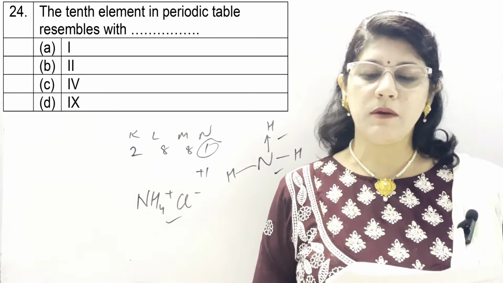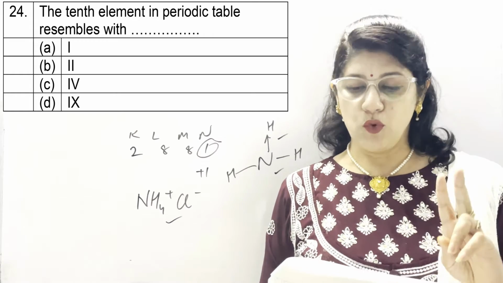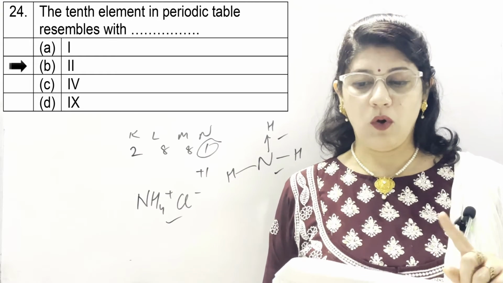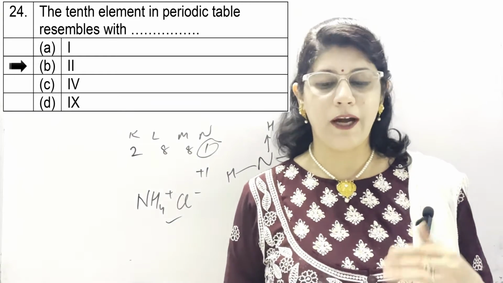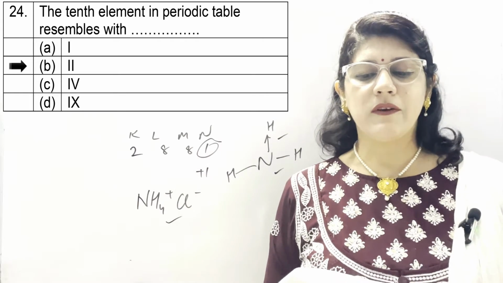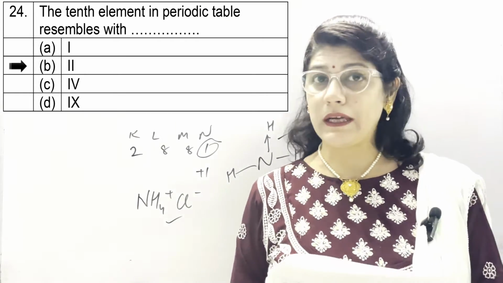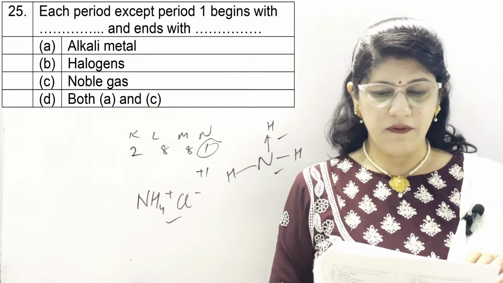Question number 24. The 10th element in the periodic table resembles with, options are 1, 2, 4 and 9. Correct answer is 2, because in the periodic table elements are arranged in increasing order of their atomic number. So the 10th element resembles with the second element, because we know that 10th is neon and second is helium.